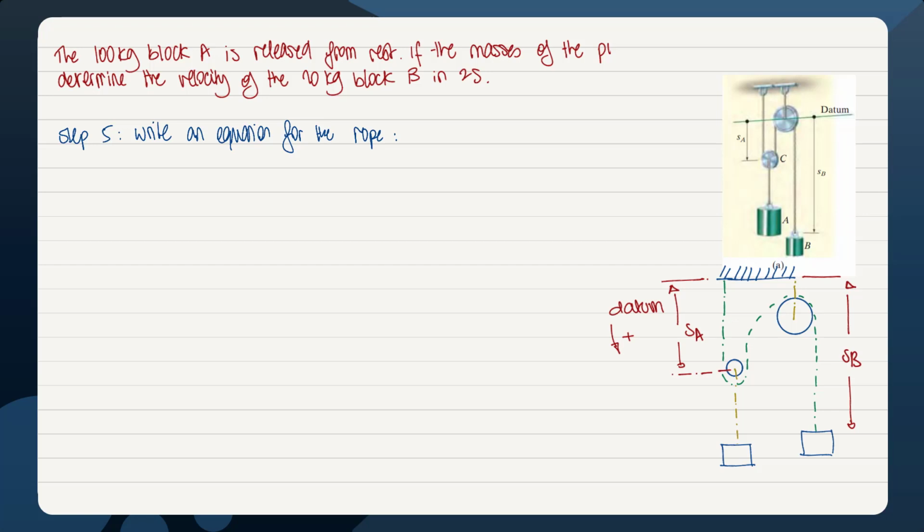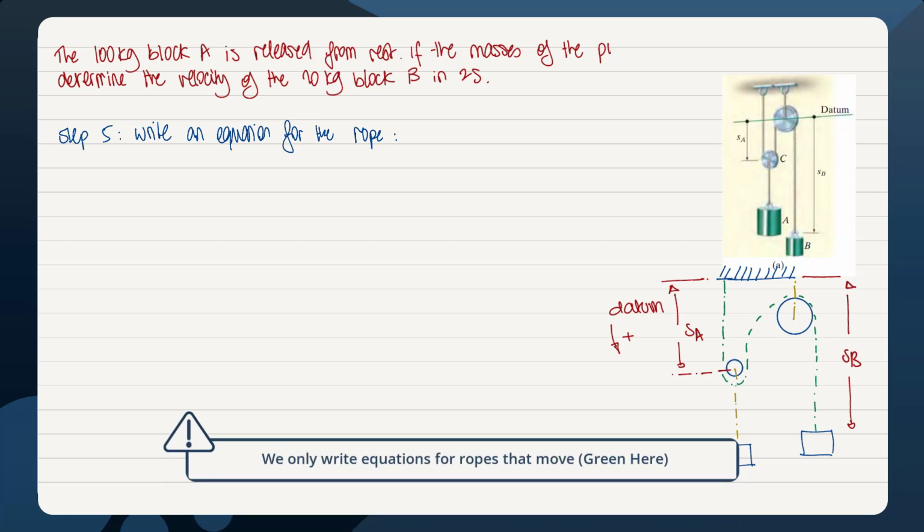So if one needs to write now the equation for the rope, we're now ready to do that. Remember, we need to write an equation for the rope that's actually moving. So the two ropes that are highlighted in yellow here do not move, and so we do not need to write any equation for those. The main rope that we need to write an equation for is the green one. So let us do that.